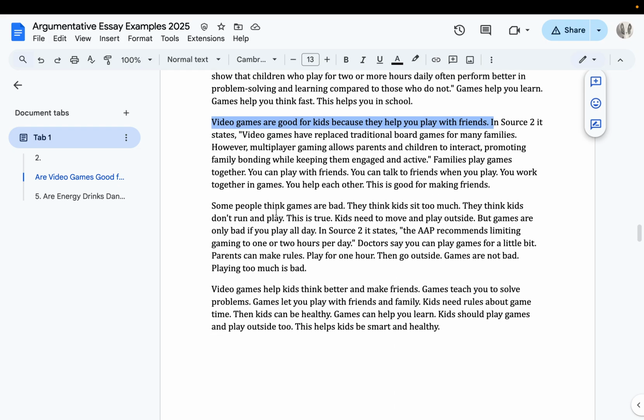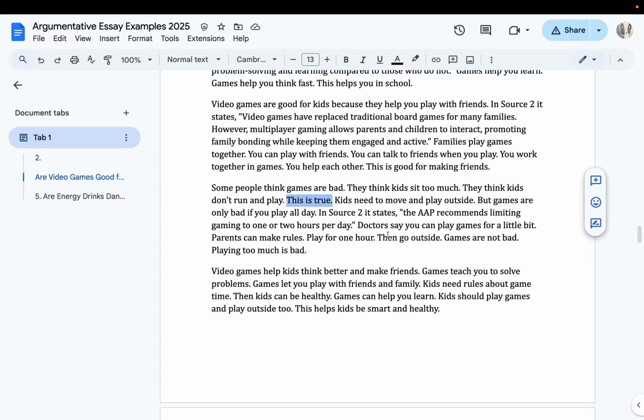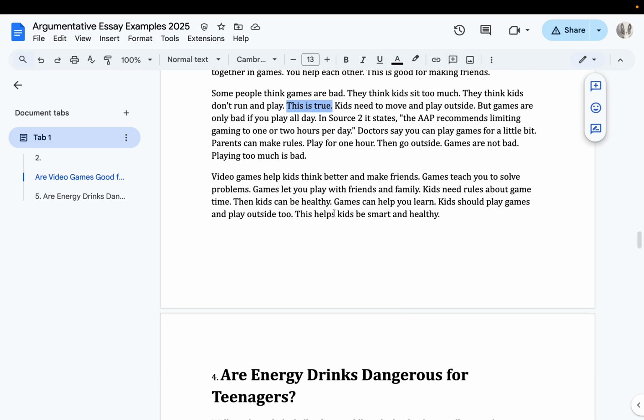Some people think games are bad. They think kids sit too much. They think kids don't run and play. This is true. Be careful with this because you don't want to say this is true. You can say something like, this is a fair point. Kids need to move and play outside, but games are only bad if you play all day. And source 2, and it talks about the counter arguments and the conclusion.